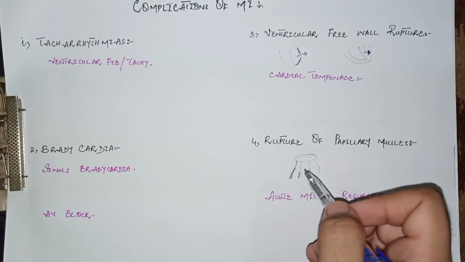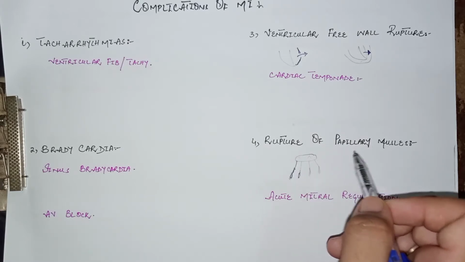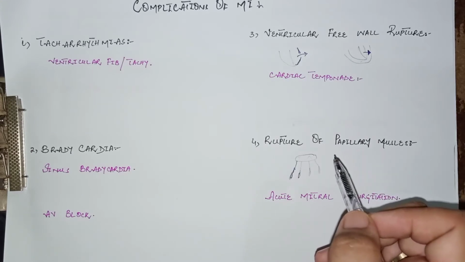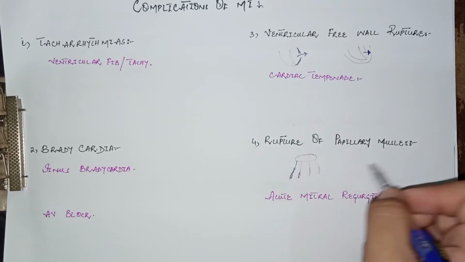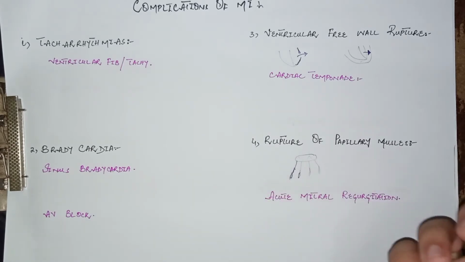The diagnosis is usually done by ultrasound of the heart. In short, we can say by echocardiogram. And the treatment option includes emergency valve replacement of the mitral valve. So this was rupture of papillary muscle.